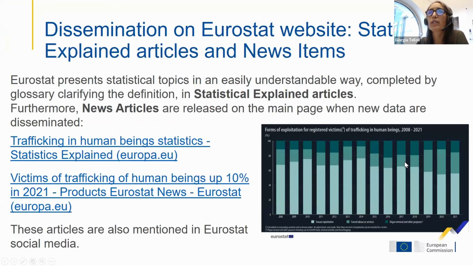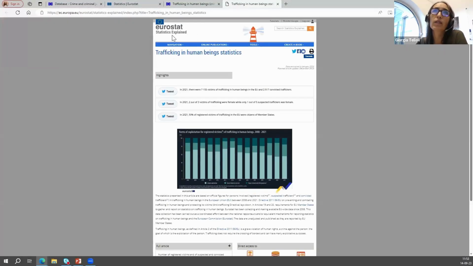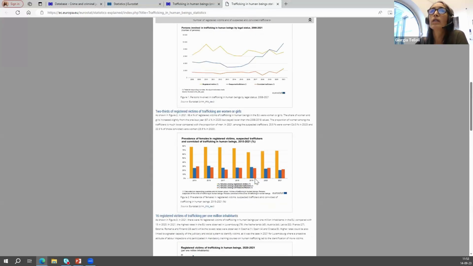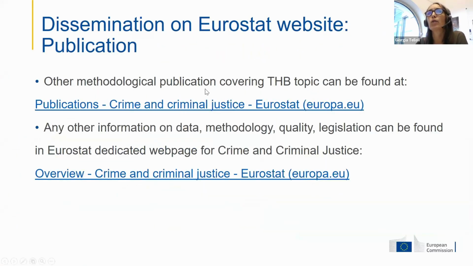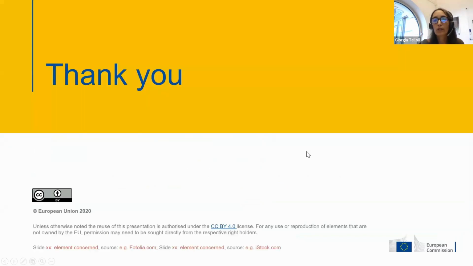So just to finish, we also present the data in articles, very easy articles. They are called Statistics Explained. So we have an article on trafficking in human beings, which is also completed by a glossary that clarifies all the definitions. And we also have news articles that are released on the main page every time new data are disseminated, and all these articles are also mentioned in the news on social media. Yes, so this is the Statistics Explained article where you can find explanation and analysis of data. Just to finish, on our website, you can find all the methodological publications covering also the THB topic and all the other information on data, methodology, quality and legislation regarding these topics. So thank you very much.